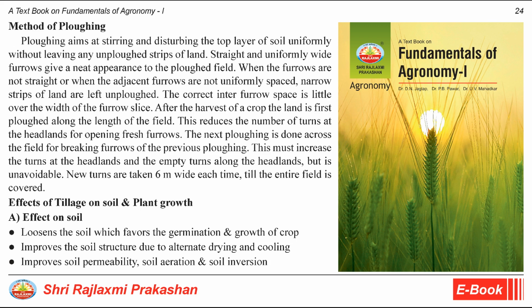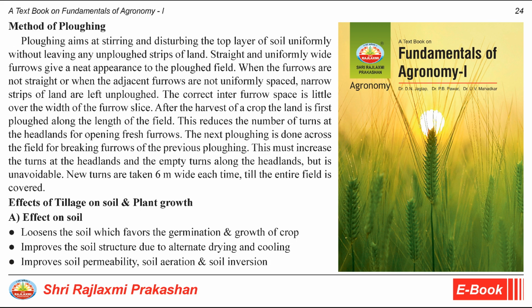After the harvest of a crop, the land is first plowed along the length of the field. This reduces the number of turns at the headlands for opening fresh furrows. The next plowing is done across the field for breaking furrows of the previous plowing. This increases the turns at the headlands and the empty turns along the headlands, but is unavoidable. New turns are taken 6 meters wide each time till the entire field is covered.